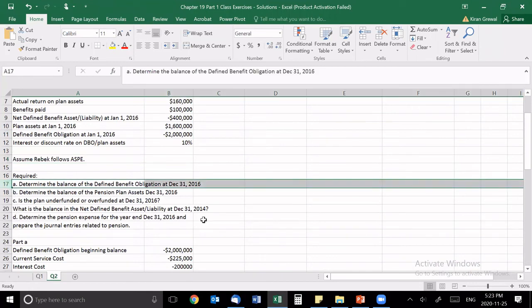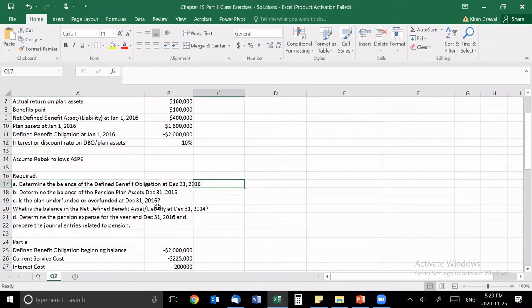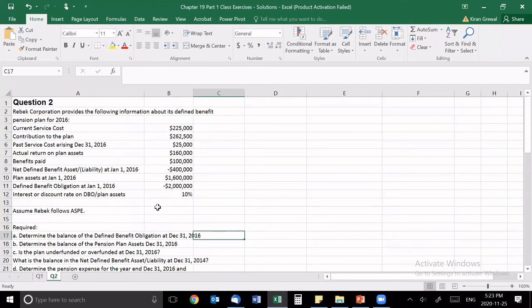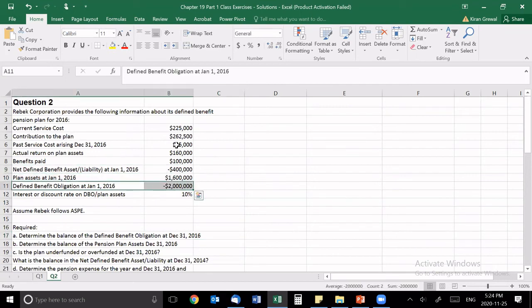So part A says to determine the balance of the defined benefit obligation at December 31st, 2016. Okay. So if you follow the formula that was on the PowerPoint, what you first start with is your net defined benefit obligation. So the defined benefit obligation opening balance, January 1st, 2016 was $2 million. The reason why this is a negative here is because it's a liability. It's just showing you that this is a liability, so that's why it's a negative.